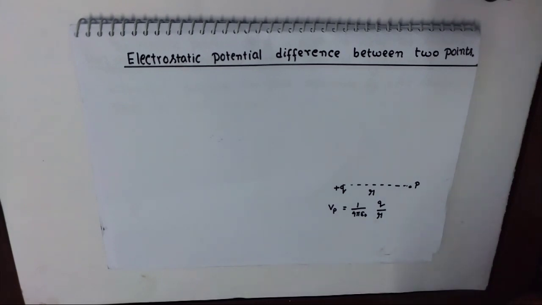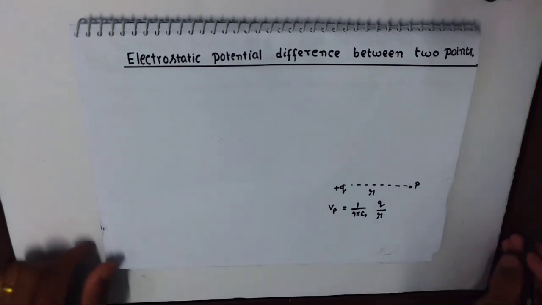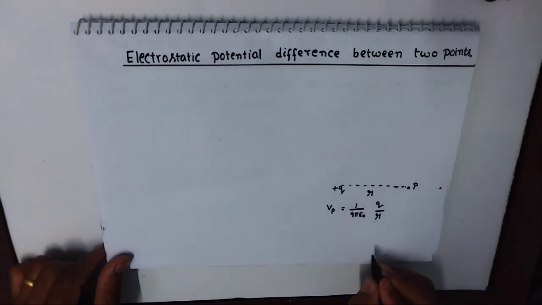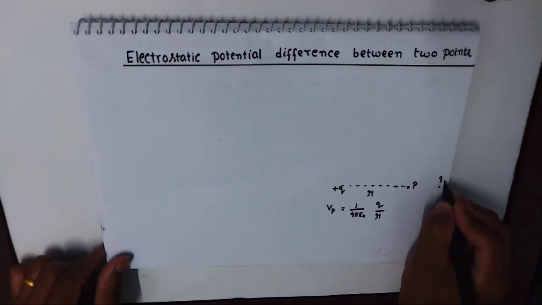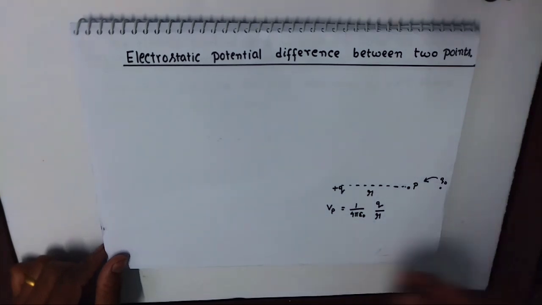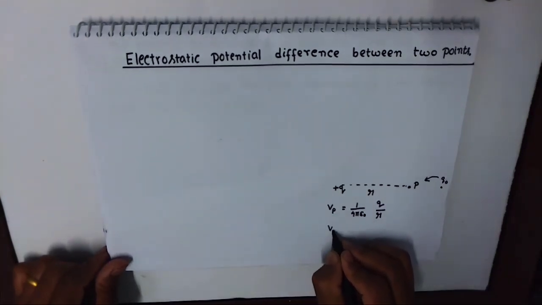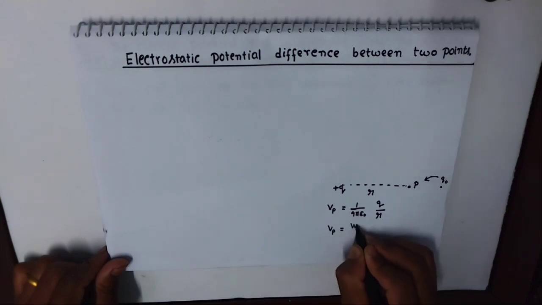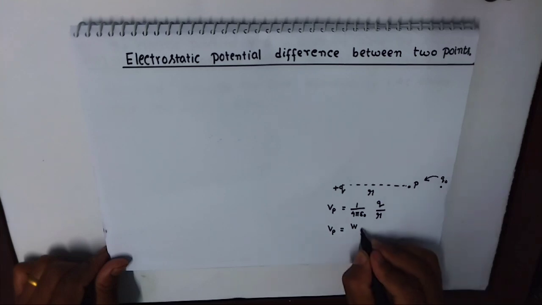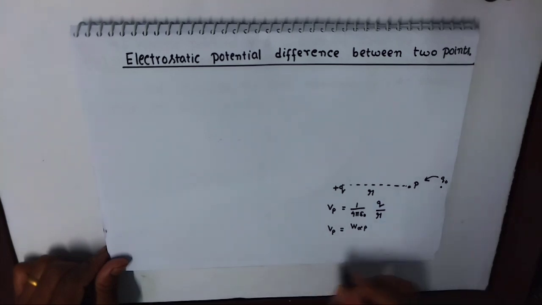How do we get this expression? We get this expression by finding the amount of work done in bringing a test charge from infinity to a point P. So that is Vp. It is the amount of work done in moving a unit test charge from infinity to a point P. So W infinity divided by Q naught is nothing but Vp.